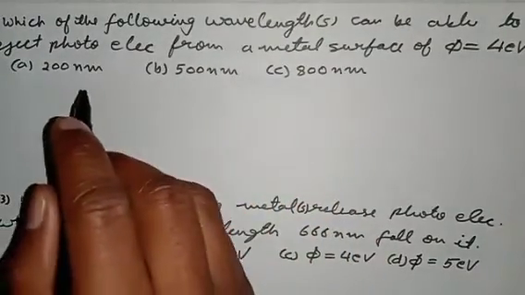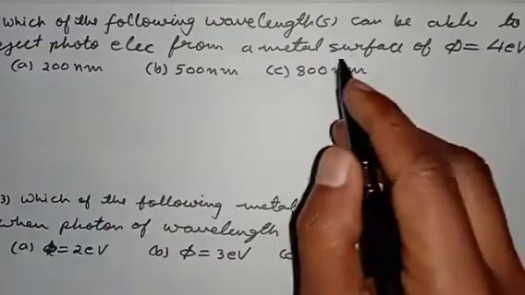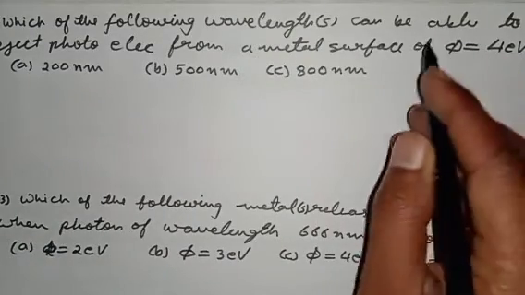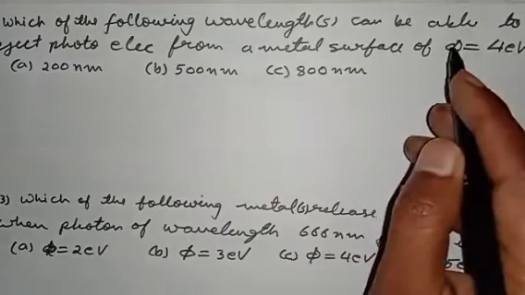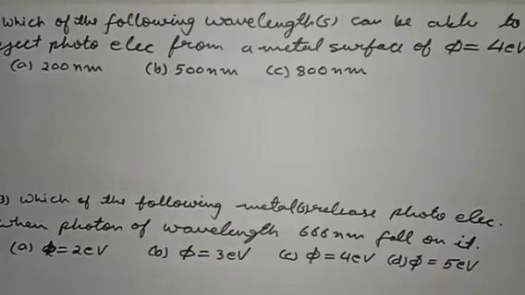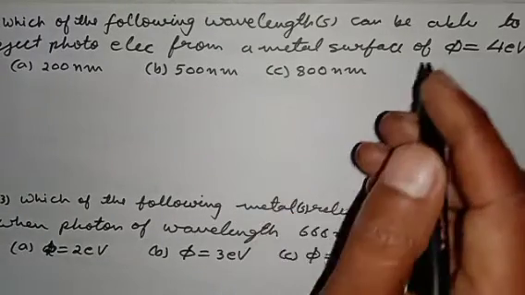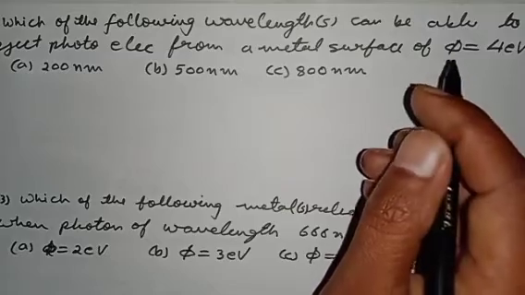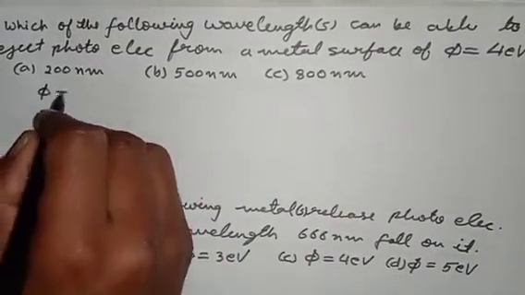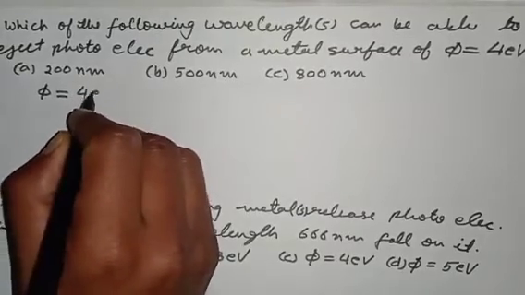Now, what we can do, we can find the threshold wavelength associated with this work function, or else we can also find energy associated with these wavelengths. Two ways we have to answer this question. So it is better to find one value and then compare it with others. So here we have phi equal to 4 electron volt.